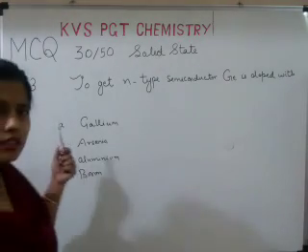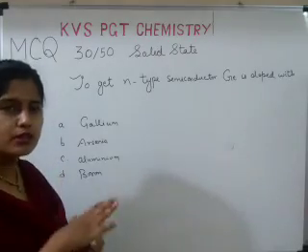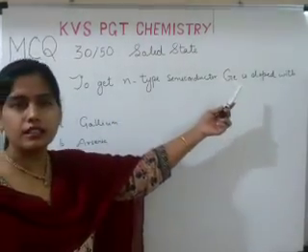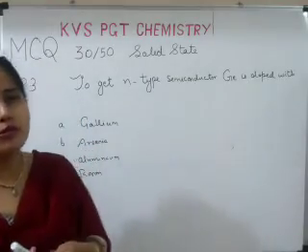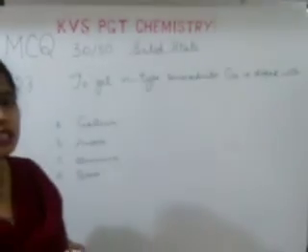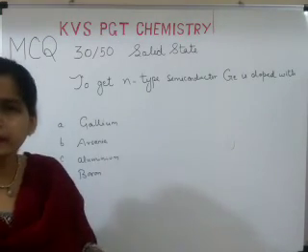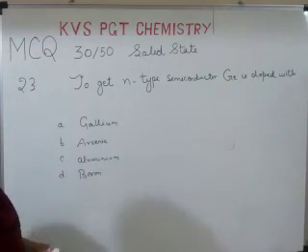Now the next question, it is somehow related with your previous question. So what is answer here? To get an N-type semiconductor, germanium is doped with. So we all know that germanium should be doped with a group 15 member, so as to get an N-type of semiconductor. So let us take the options.